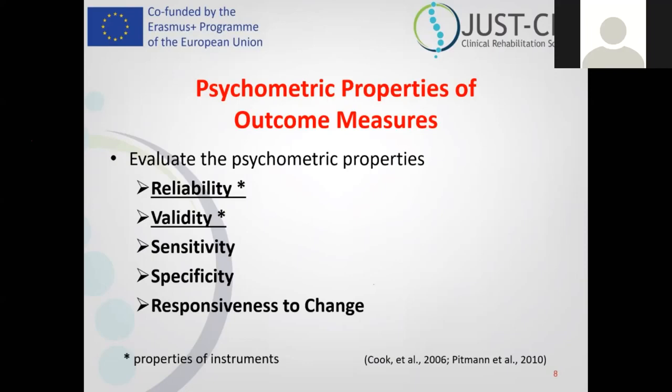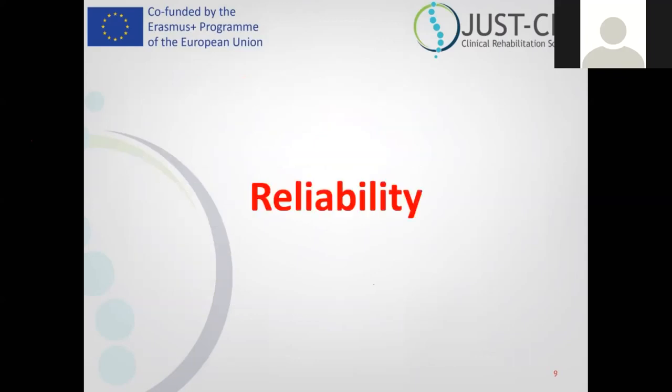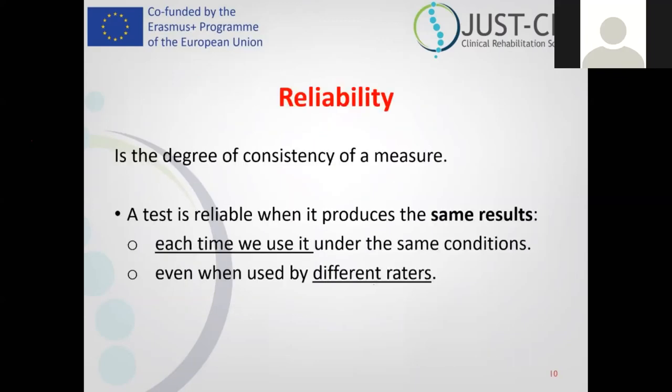Now we're going to talk a little bit about the psychometric properties of outcome measures. The psychometric properties of outcome measures are the reliability of instruments, validity, sensitivity, specificity, and responsiveness to change. So the first property is reliability.